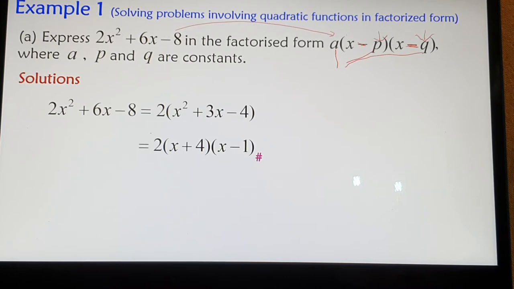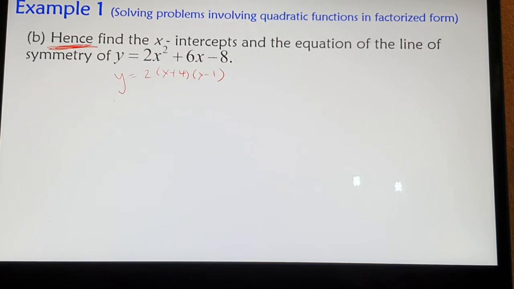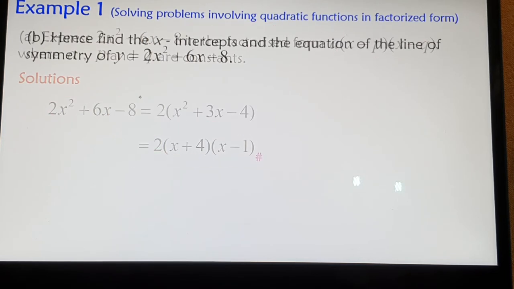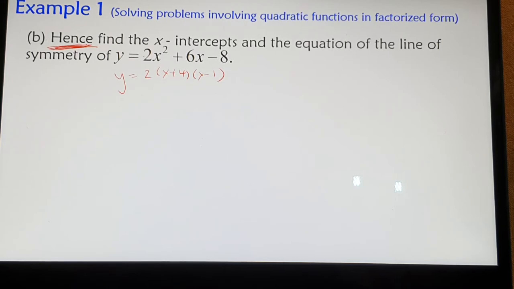part one, the previous part, which is this one equals this one. You have to use this result in order to get the answer for part B. If you don't use this result and use another method, you will be marked zero here. You understand? So this word hence, please underline, very important. A lot of students ignore it in the exam and they lose precious marks. They want you to use this result and not another method to find the answer. Do you follow?